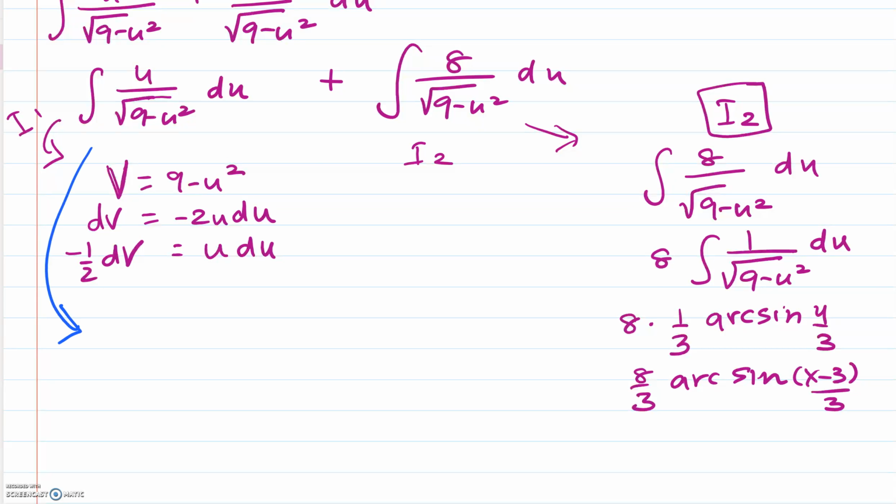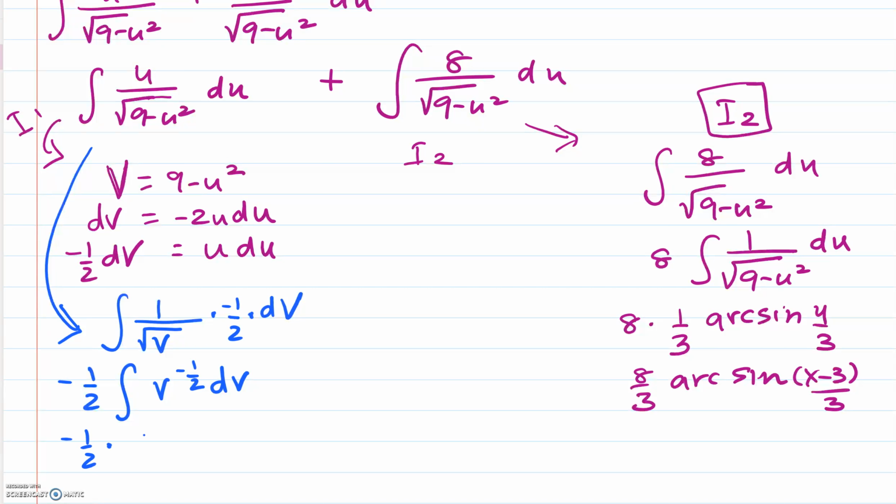We are ready to put all this back into this integral. So this integral will become the integral with denominator square root of v, and then we have u du. u du is negative half dv. Right? So this is completely an integral in v. We'll pull the half outside, and v to the negative half dv. Ready for the power rule. This is going to become negative half times v to the positive half by half. So the half gets cancelled, negative 2 by 1, and v to the half is just square root v.